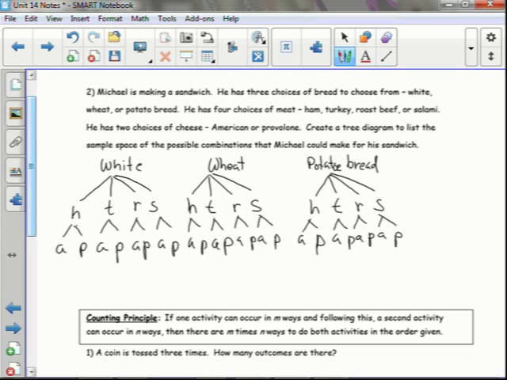So create a tree diagram to list the sample space for all possible combinations. All right, so that's your tree diagram.